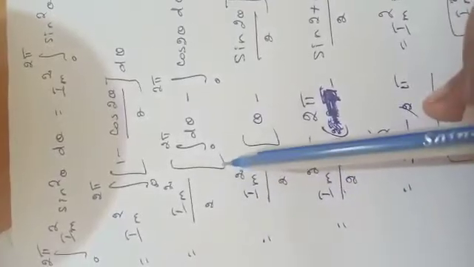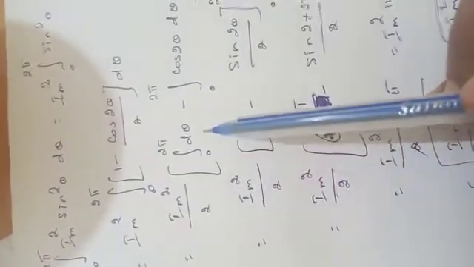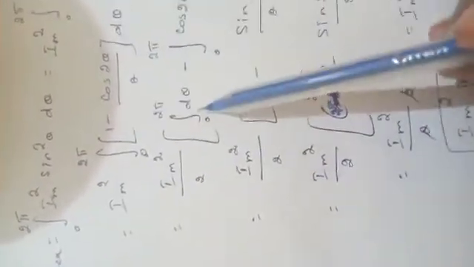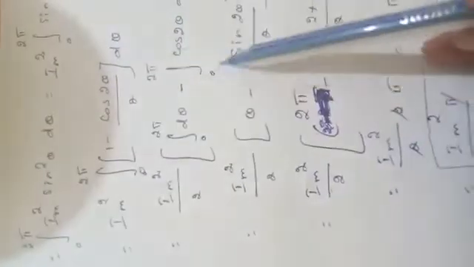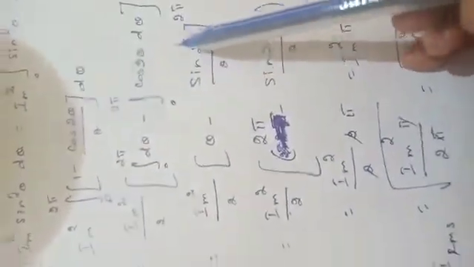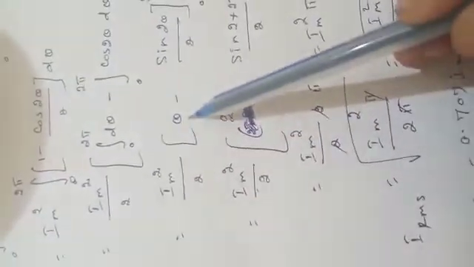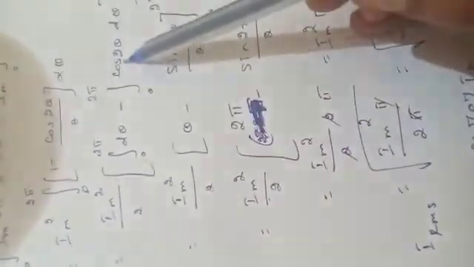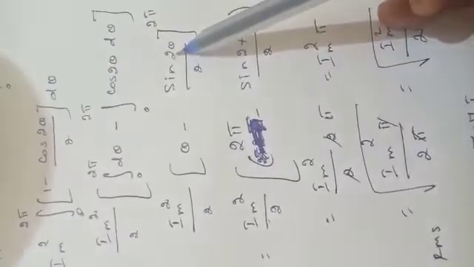So Im squared by 2 into the integral from 0 to 2 pi of cos 2 theta d theta. Next, take the integral: the integral of d theta will become theta, and the integral of cos 2 theta will become sin 2 theta by 2.